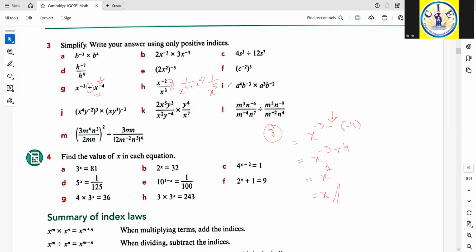Okay, now for part I, a raised to the power 4 times a raised to the power 3. That would give us a raised to the power 4 plus 3, and then b raised to the power negative 3 and b raised to the power negative 2 would give us sum of negative 3 and negative 2 in the power of b, generating a raised to the power 7 times b raised to the power negative 5. Now to make this power positive, we can simplify it to a raised to the power 7 divided by b raised to the power positive 5. So that is its answer.